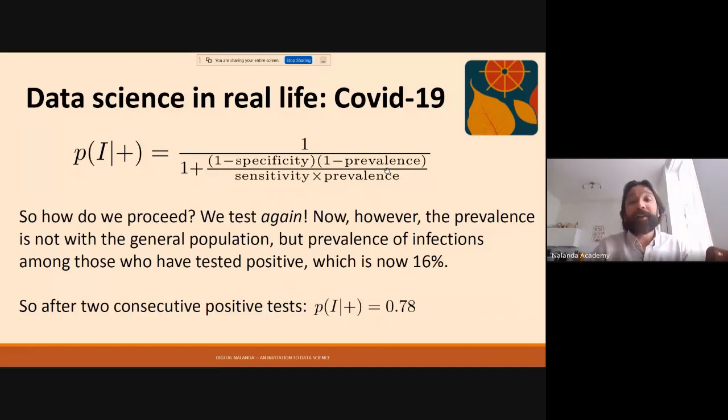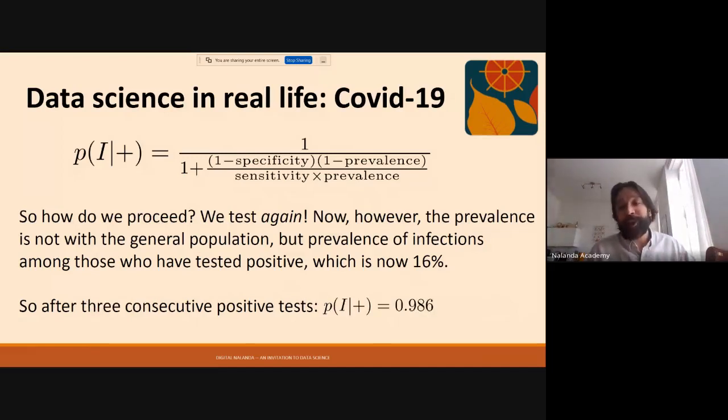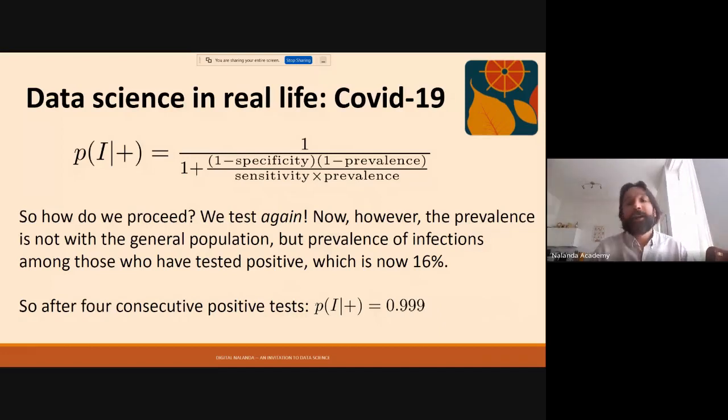But now the prevalence is not that you're in the 1% of the general population. The prevalence is now truly 16% of the samples that are tested positive. The population is now a subsample: those tests that have already tested positive, of which 16% are truly infected. So when you repeat the test, you stick in the same formula, but now with 16%, and you get 78%. You have a 78% chance of being infected. You do it 3 times, and it's 98.6%. And if you want to be more than 99% sure, you have to do it 4 times.